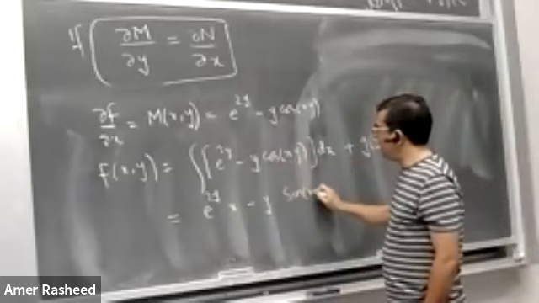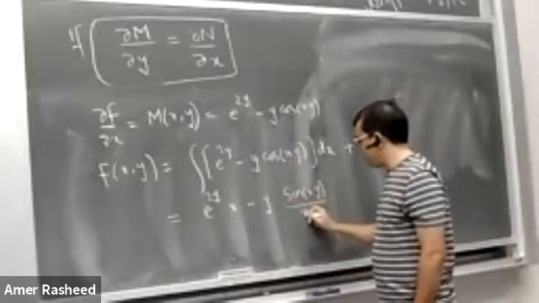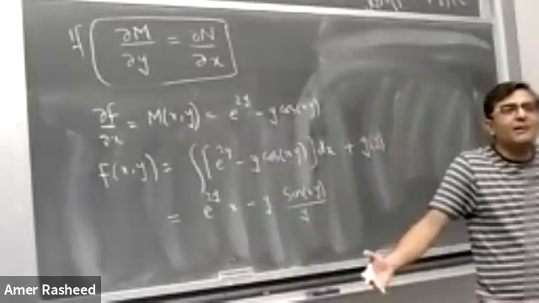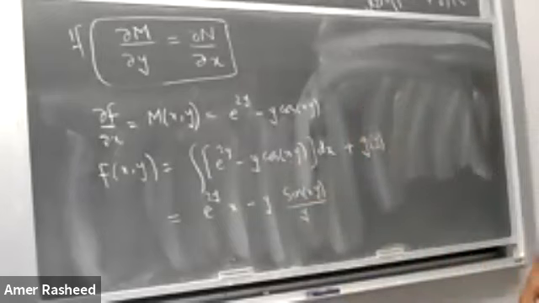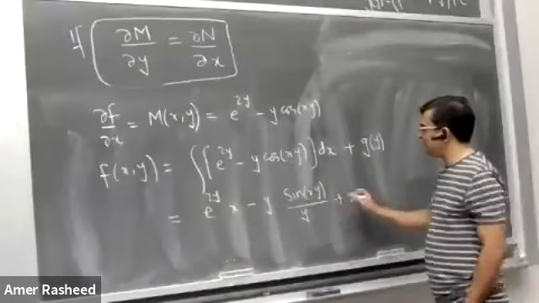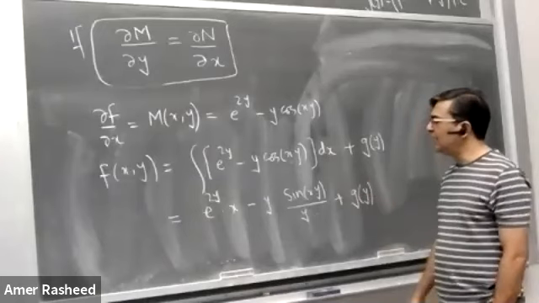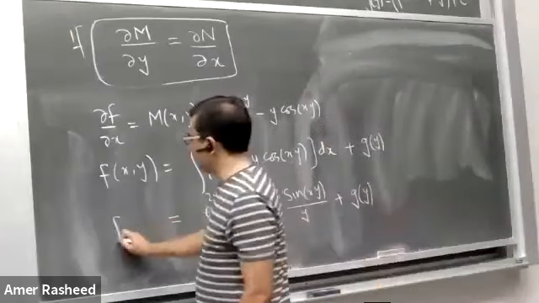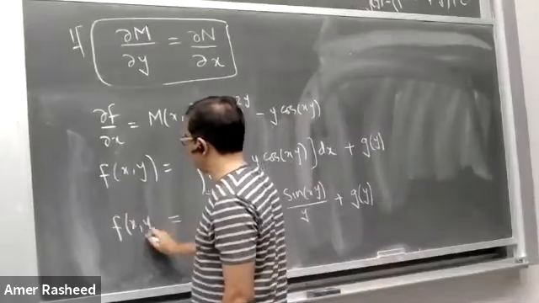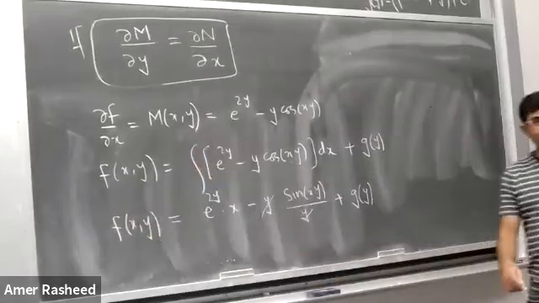Sine of xy divided by y, because y is some constant. Its integral is this thing, plus the same g of y. So you obtain f of xy here. Okay? So this y will be cancelled with this y.